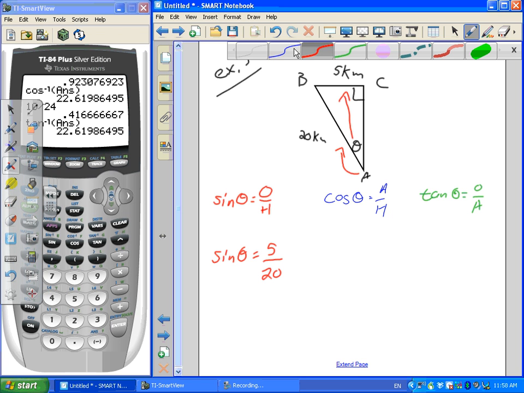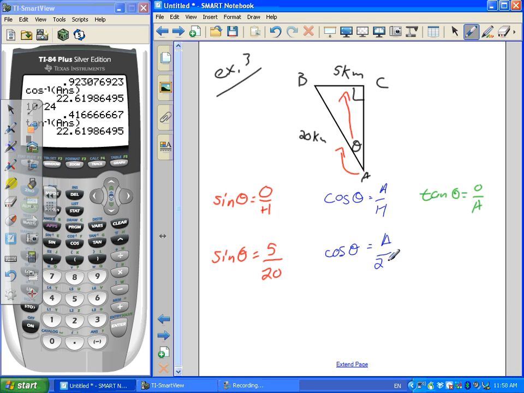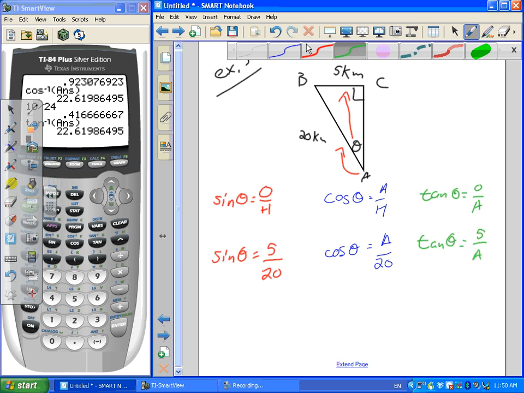I'll quickly show you the other ones, the reason we can't solve them. Cosine theta, no idea what adjacent is, so we'll call it A, and hypotenuse is 20. I only have one number. I can't solve. I need at least two of the three variables. And same idea, tan theta, opposite is 5, adjacent, we don't know. So you could have actually plugged it into all three and figured out, oh, I can't use the other ratios, I don't have enough information. So we do have our sine.